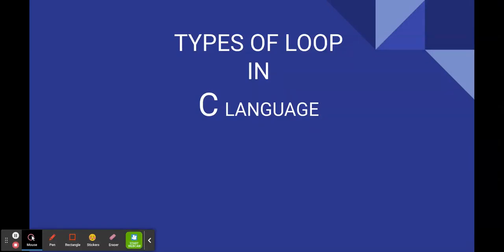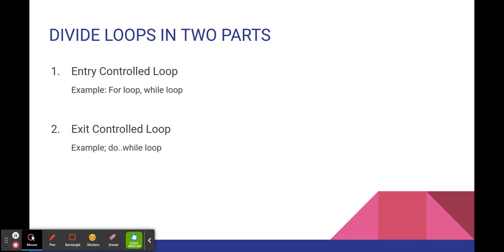So today we will talk about the types of loops in C language. So we can go ahead. Here we already know that there are three types of loop. First is for loop, second is while loop, and third one is do while loop.